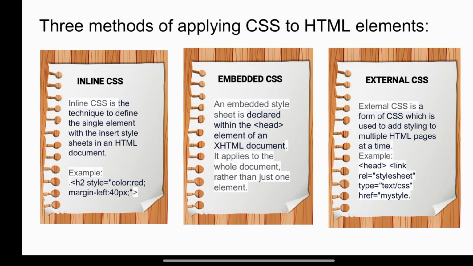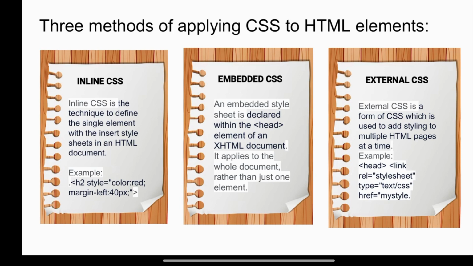Next, embedded CSS. An embedded style sheet is declared within the head element of an XHTML document. It applies to the whole document rather than just one element. Then external CSS is a form of CSS which is used to add styling to multiple HTML pages at a time. Next front-end tool is JavaScript, JS.